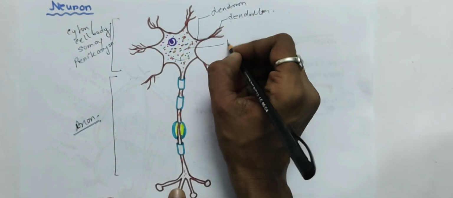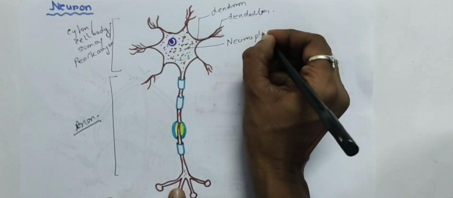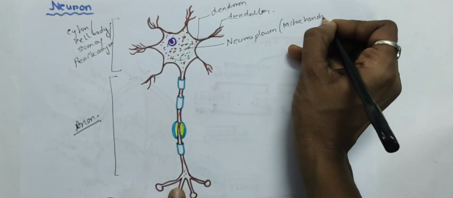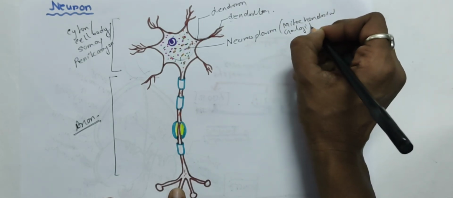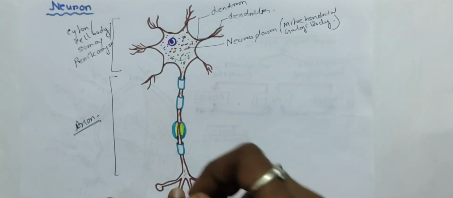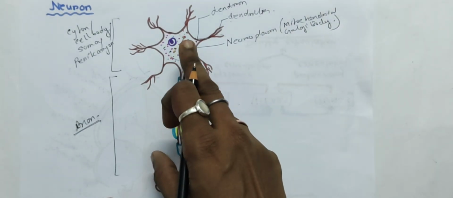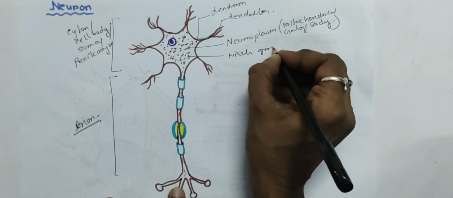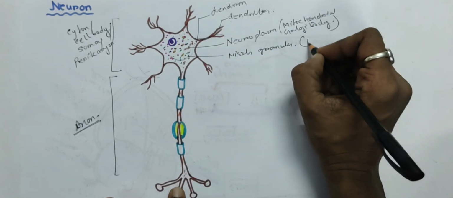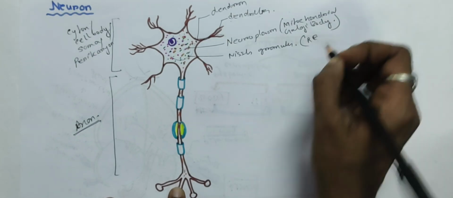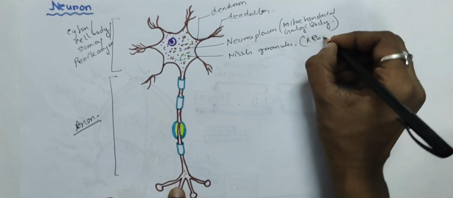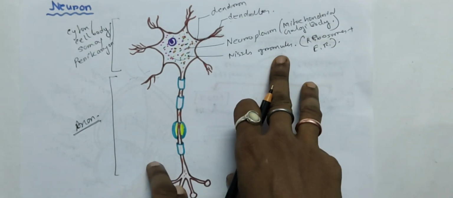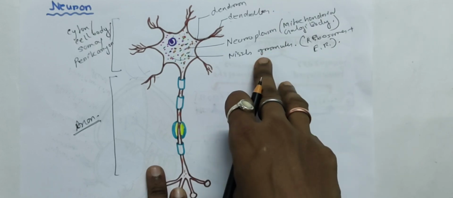Okay. So within the cell body there is cytoplasm. That cytoplasm is called the neuroplasm. That neuroplasm contains mitochondria, Golgi apparatus, Golgi body, and a special structure, that is Nissl's granules. These Nissl granules are ribosomes and endoplasmic reticulum. They are mainly responsible for protein synthesis.